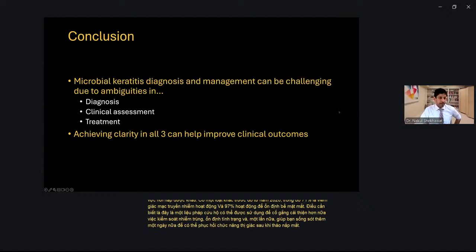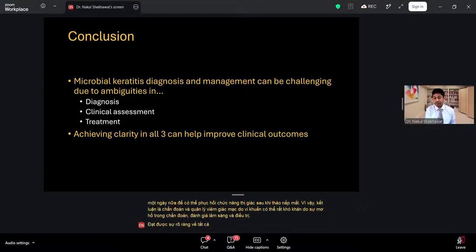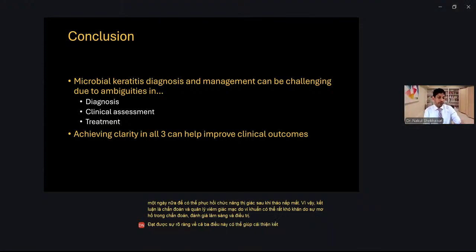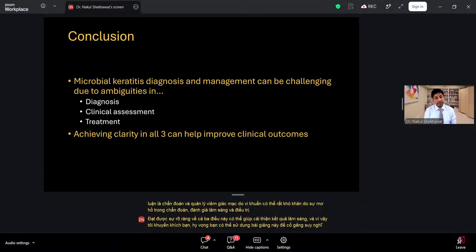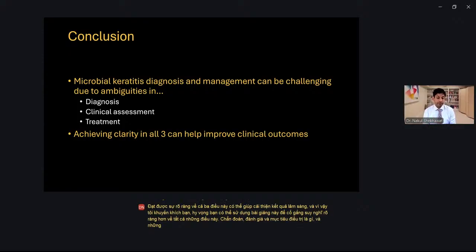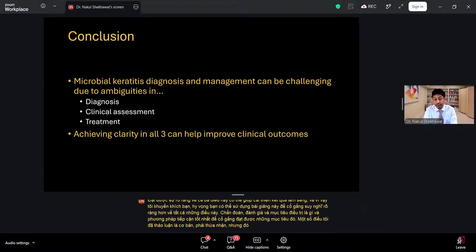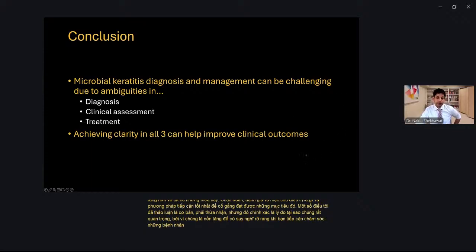So in conclusion, microbial keratitis diagnosis and management can be challenging due to ambiguities in diagnosis, ambiguities in clinical assessment, and ambiguities in treatment. Achieving clarity on all of these three can help improve clinical outcomes. And so I hope you can use this lecture to try to think more clearly about all these things: diagnosis, assessment, and what are the goals of treatment and what are the best approaches to try to achieve those goals. Some of these things that I discussed were elementary, admittedly, but that's precisely why they are so important, because they're fundamental to having clarity of thought as you approach care of these complex patients in these very ambiguous situations that are very high stakes.